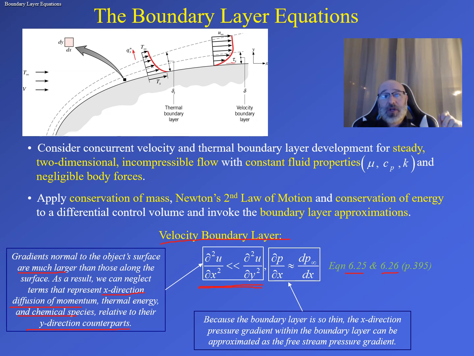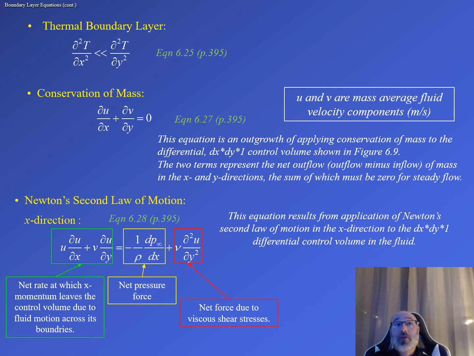Now on the right side of this equation, because the boundary layer is so thin, the x direction pressure gradient within the boundary layer can be approximated as the free stream pressure gradient. So that's some notes for our velocity boundary layer equations related to 6.25 and 6.26 in our textbook. Now let's take a look at our thermal boundary layer equation. This relates to equation 6.25 in our textbook.